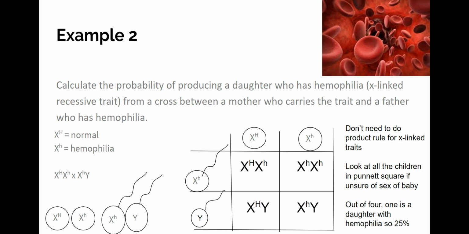So those are the 2 examples I wanted to run through. During your practice questions on sex linkage, you will run into product rules and probability. If you have any questions, please let me know.